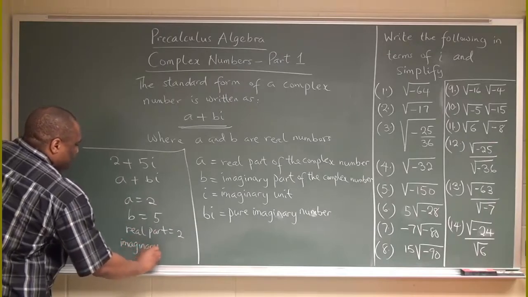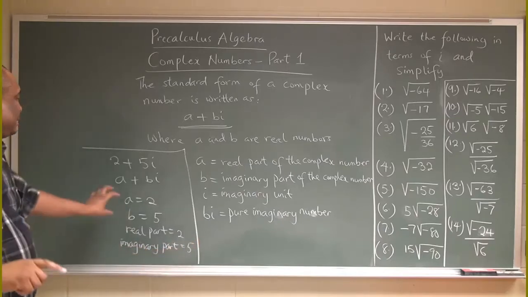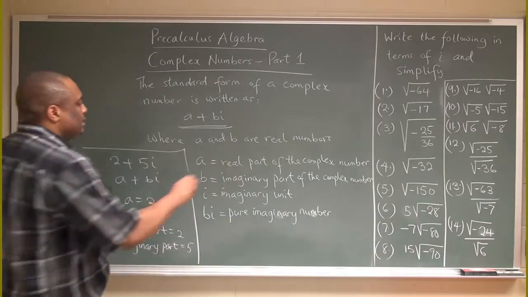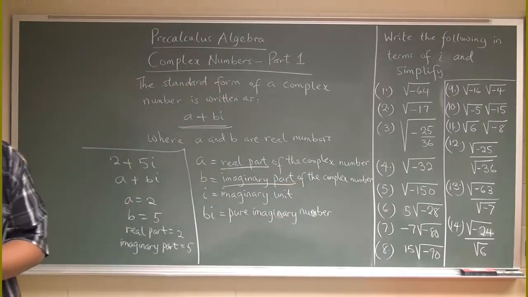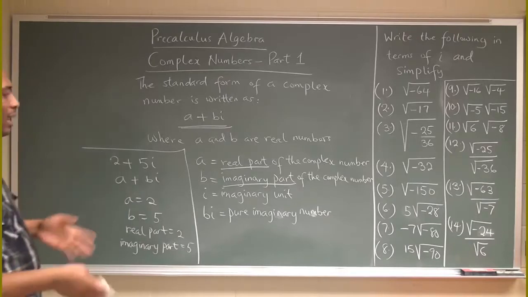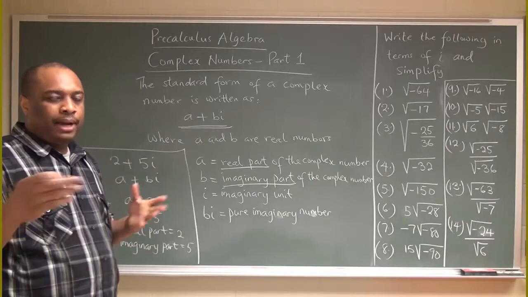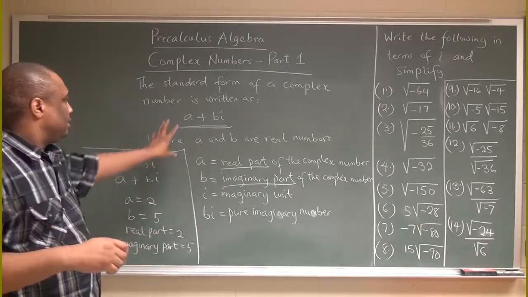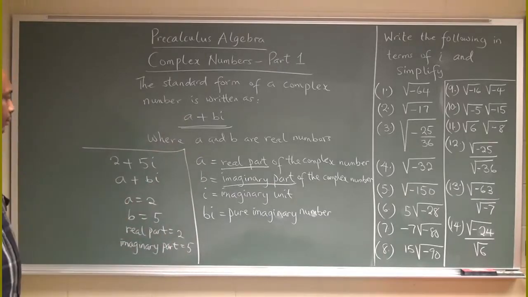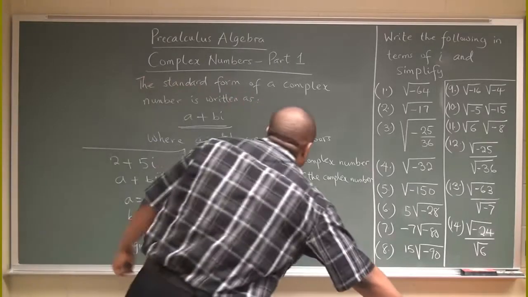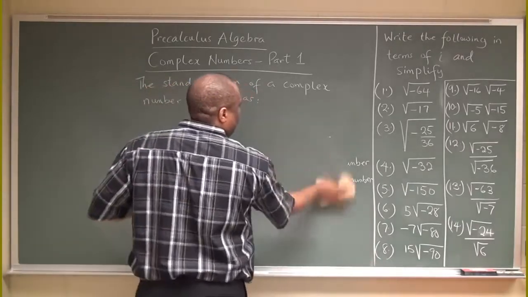Now, I don't want you to get confused. A and B are real numbers, but A is called the real part, and B is called the imaginary part. Just take note of that. Any time they write a complex number and they ask you for the real part and the imaginary part, you just express it in the standard form and then you write it. Let's do some more examples before we go to powers of I.